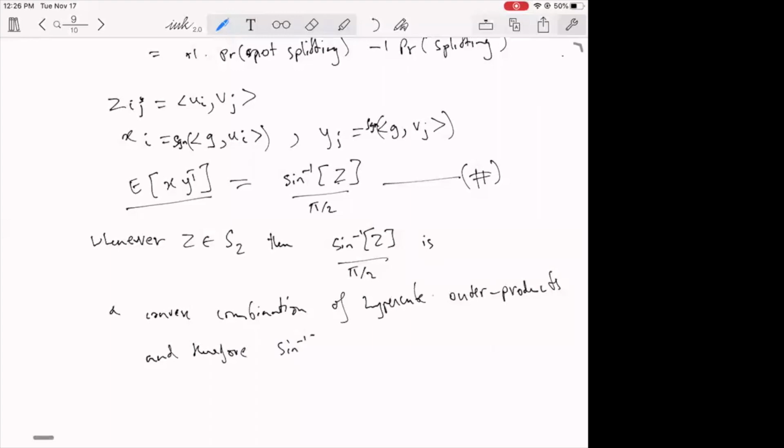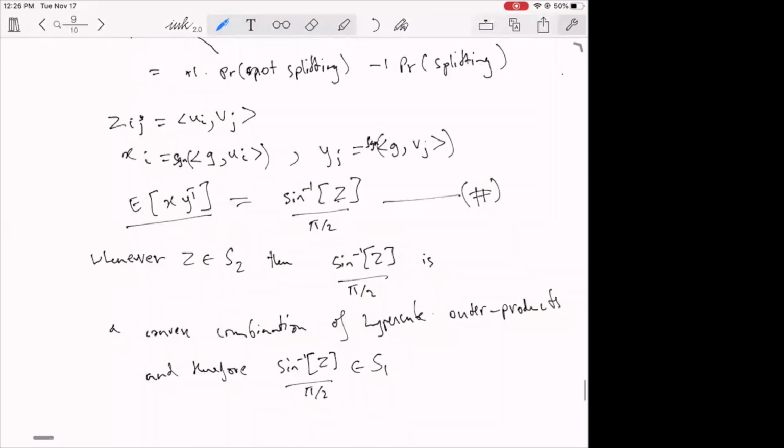sine inverse applied entry-wise to Z divided by pi over 2 belongs to S1. Okay, we're not done yet. So we have this weird identity that whenever Z is in S2, then sine inverse applied to its entries belongs to S1. So this actually forces us to do some kind of inversion. This brings us to the second fact.